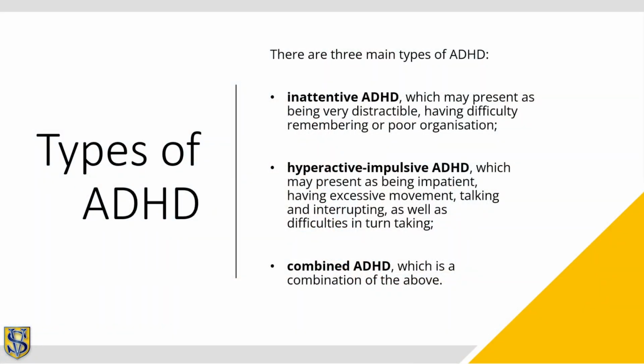So there's three different types of ADHD. You've got inattentive ADHD, which may present as being very distractible, having difficulty remembering, or poor organisation. There's hyperactive impulsive ADHD, which presents as being impatient, having excessive movement, talking, interrupting, can't keep still, constantly fidgeting. They're constantly the ones shouting out, talking over other students when they're answering questions.